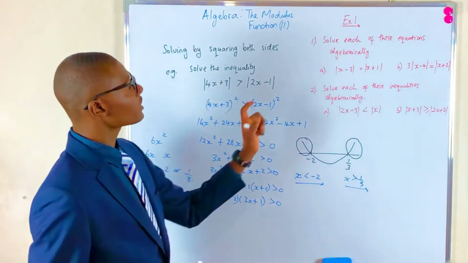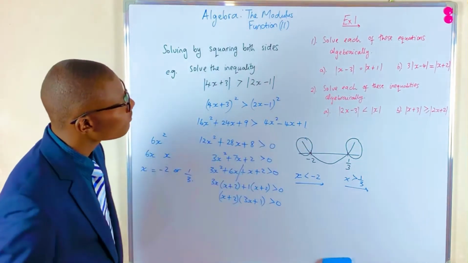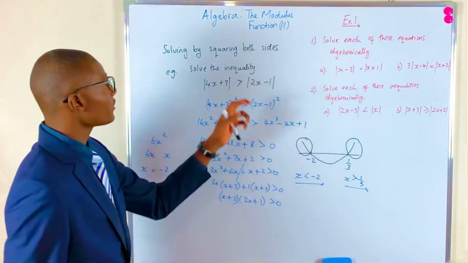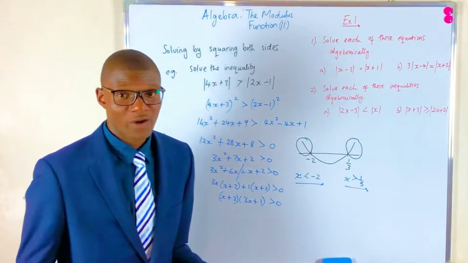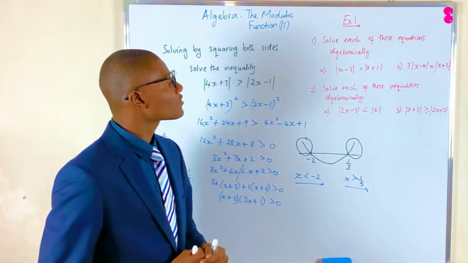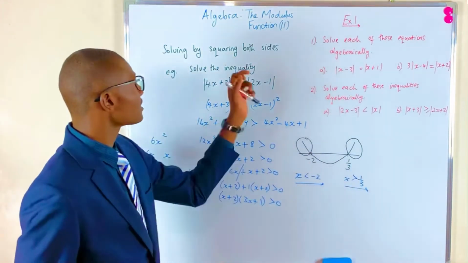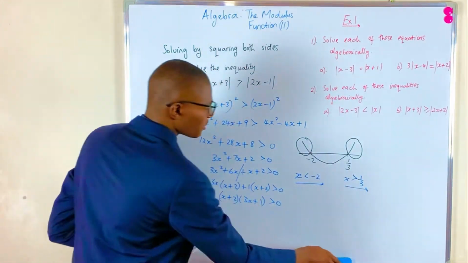Now let's move on to look at this exercise. For number 1, we're required to solve the equations algebraically, and of course, we're going to do this by squaring both sides, then solving for x. Number 2 requires us to solve these two inequalities algebraically as well, and this by squaring both sides. So now I shall erase this part here.